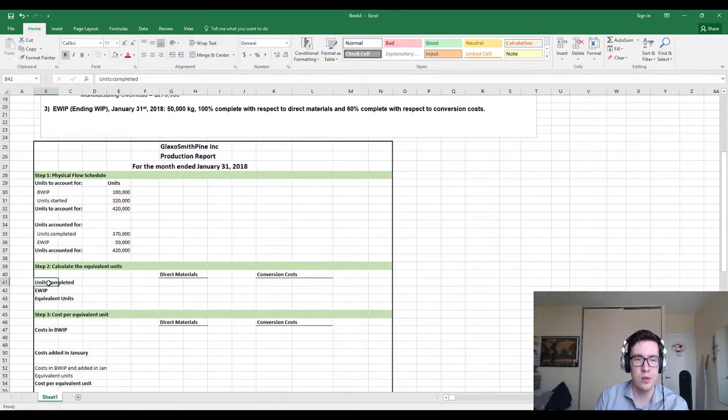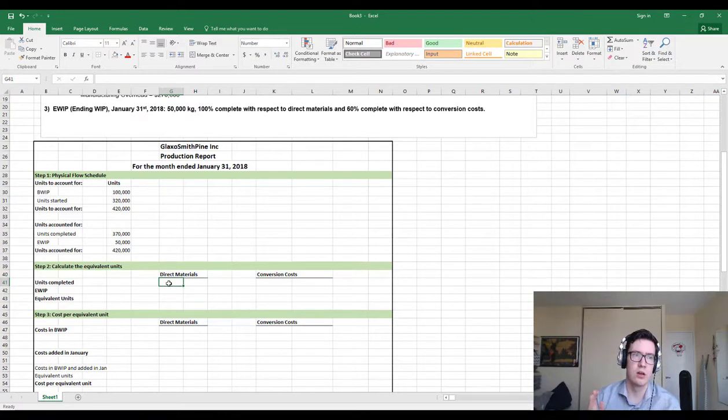So what we're going to see is we're going to start off with units completed. But for the FIFO method, we're not looking, okay, let me rephrase this. So for the weighted average method, we're taking all of the beginning work in process and then the units that we've started, and we're just adding them all together to find the units completed.